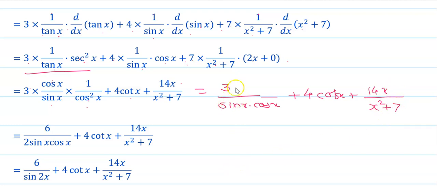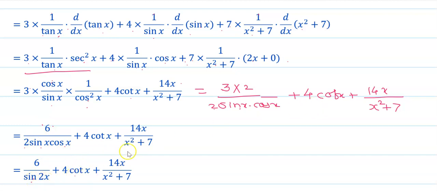How much will we adjust here? We adjust by 2, multiplying numerator and denominator by 2. Now 2 sin x into cos x will become sin of 2x, and 2 into 3 is 6. Therefore 6 upon 2 sin x cos x will be 6 upon sin 2x.